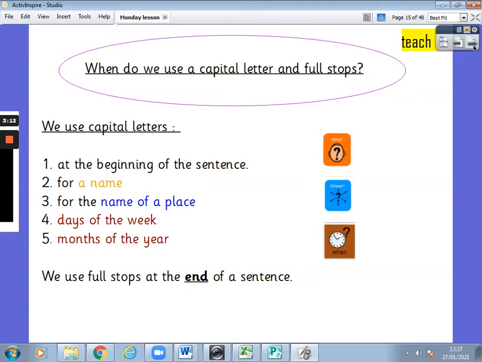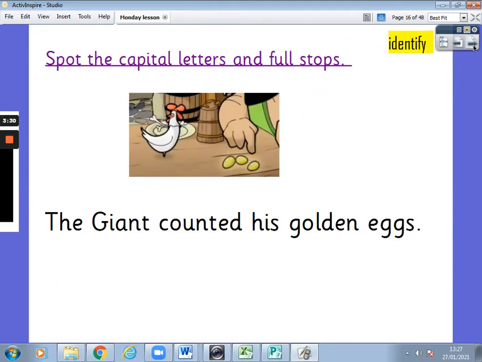When do we use capital letters and full stops? We use capital letters at the beginning of a sentence, for a name, who, for a name of a place, where, for days of the week and months of the year, when, and full stops at the end of our sentence. Next try. Spot the capital letters and full stop.